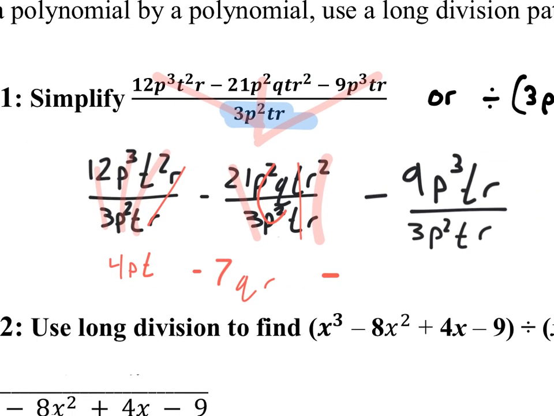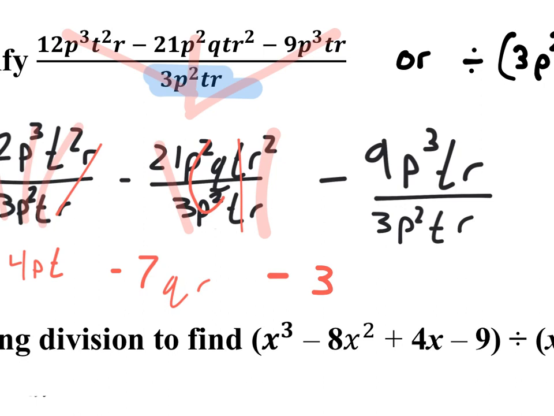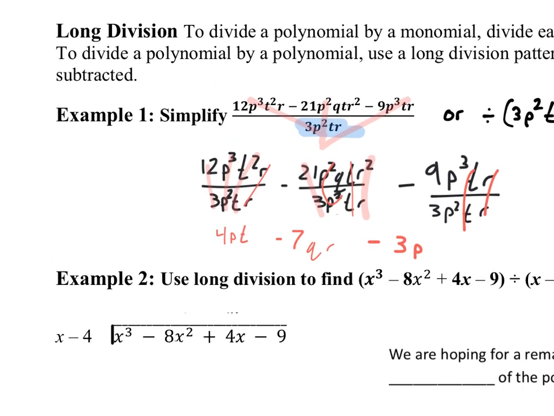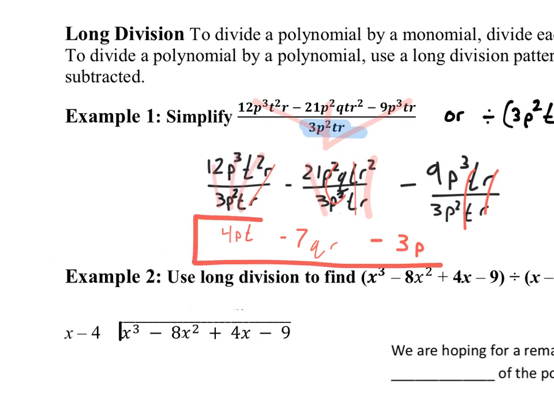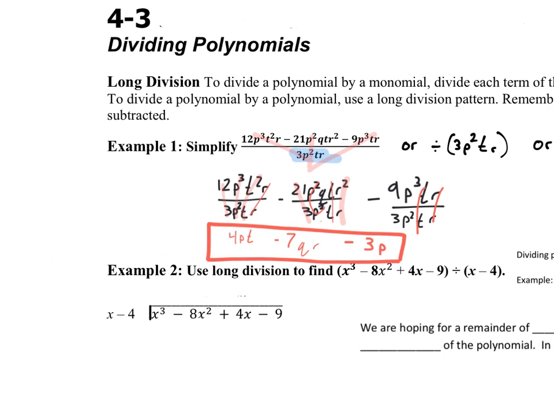Then for the final piece, 9 divided by 3 is 3. For the p's, top exponent minus bottom exponent leaves us p to the first. The t's cancel, and the r's cancel. So that's the answer there. So all this really is 4.1 over again. It's in this section to compare and contrast how it's different for long division.